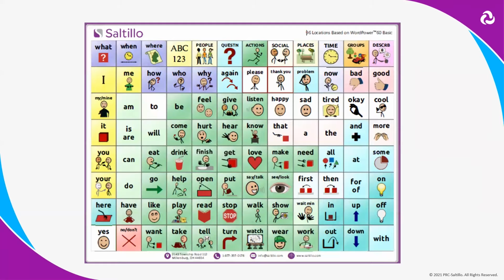This one is Word Power, a 96 location low-tech board based on Word Power 60 Basic. Again, we might be going into the actions category here, might be going a couple pages deep, or some people say a couple hits. It might take 2 hits to get there instead of just 1, but just know that that's the next step in helping your AAC user become more fluent and use more words. We're also going to be talking about some grammar tonight.